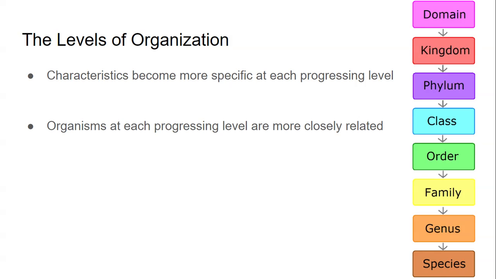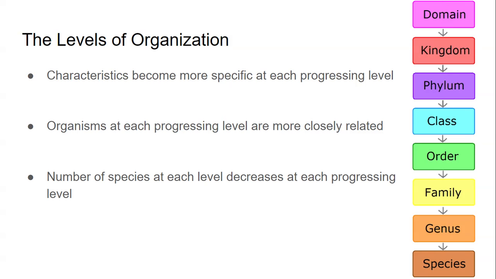And obviously, all humans, even though we have slightly different traits, are going to be much more similar to each other. We also know that organisms at each progressing level are more closely related. If the characteristics are getting tighter and tighter as you go down, that means these organisms have to be more closely related. Again, humans are more similar to each other than if you compared a human with a fungus, which is in the same domain.